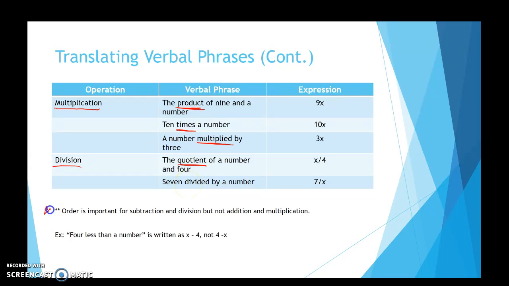Notice this key little phrase down here. It says order is important for subtraction and division, but not addition and multiplication. So the way verbal phrases are worded for subtraction and division, it's important how you write it based on how it's saying. So an example here says 4 less than a number. That would be written as x minus 4 because 4 less than a number, not 4 minus x. This situation here, this 4 minus x would be x less than 4.